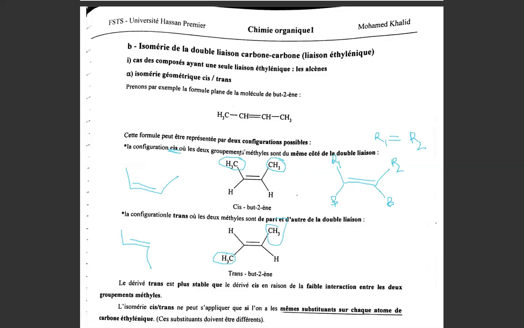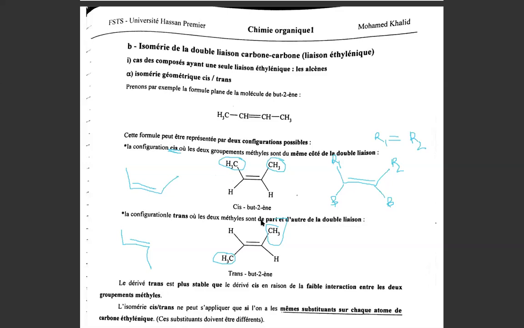And please take note, the substituents we are talking about must be similar. We only put the cis and trans if they are similar. If they're not similar, but you have a double liaison, we apply another rule.